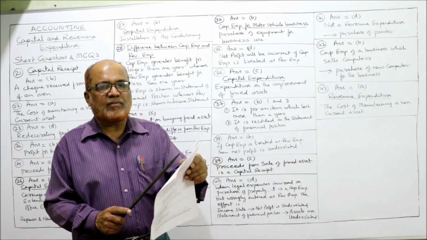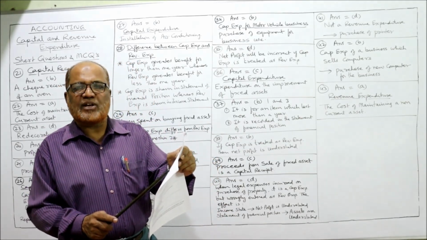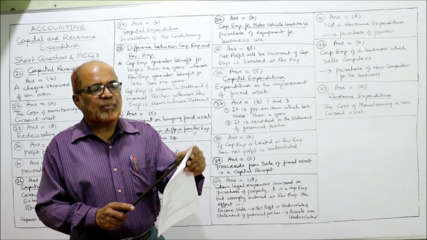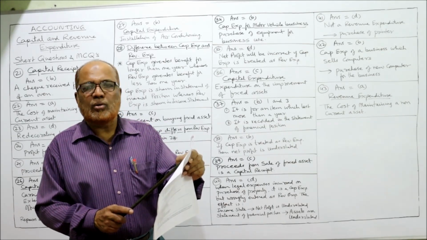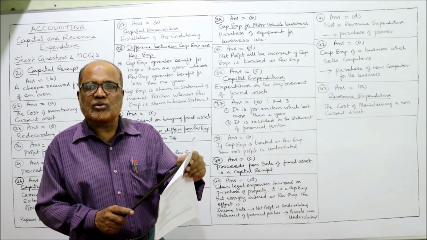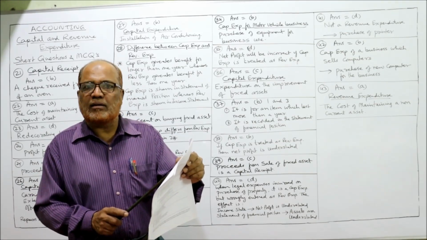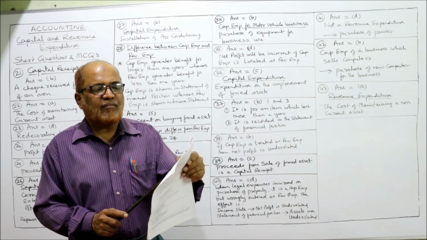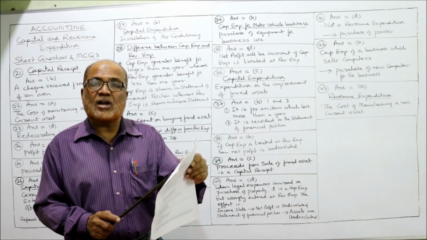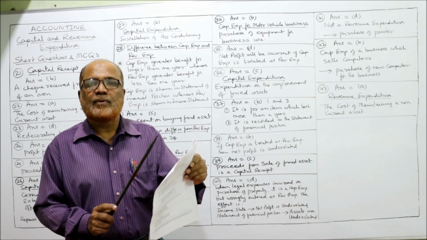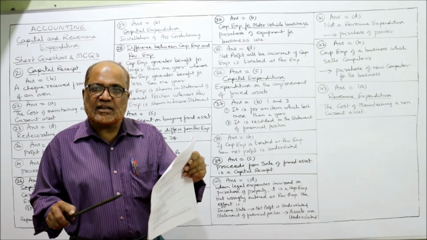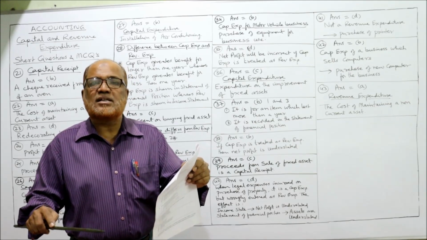The four options are given: income statement, statement of financial position. Income statement, net profit is overstated. No, net profit is understated. So first option wrong. Second, net profit is overstated. No, again wrong. Third, net profit is understated, assets are overstated. This is also wrong. Net profit is understated and assets are understated.